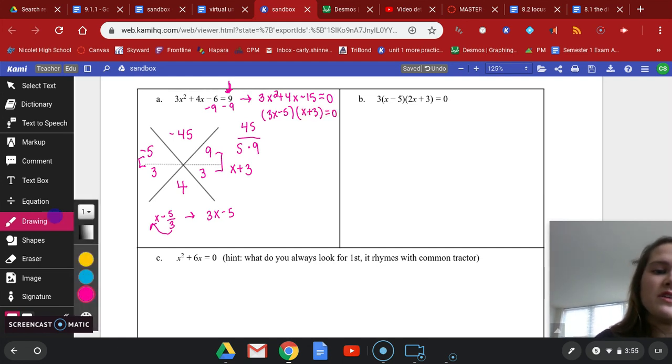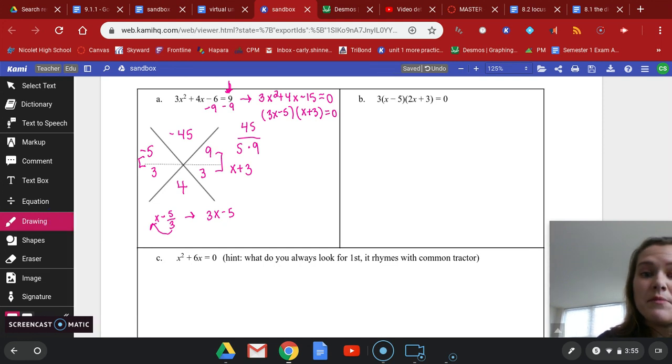All right, here's where the zero product property comes into play. I'm going to set both of these guys equal to 0. Now remember what I said, we should just end up getting the opposite of what was in our diamond to begin with. And what do I get? I get 5/3. That's the opposite of -5/3. All right, now over here, x plus 3 equals 0. I'm just going to get x equals -3.